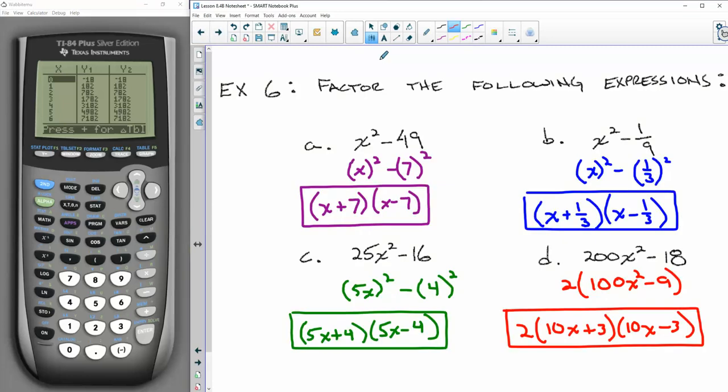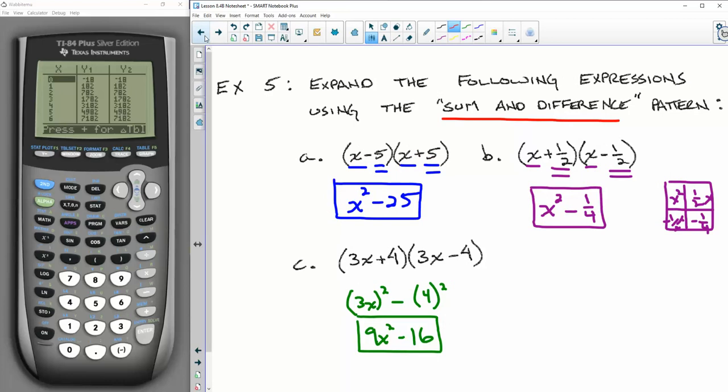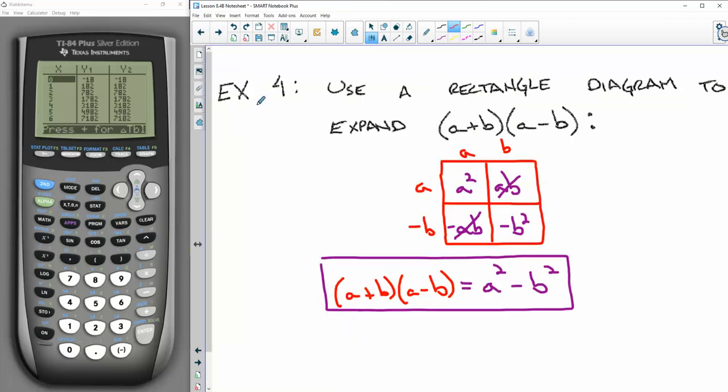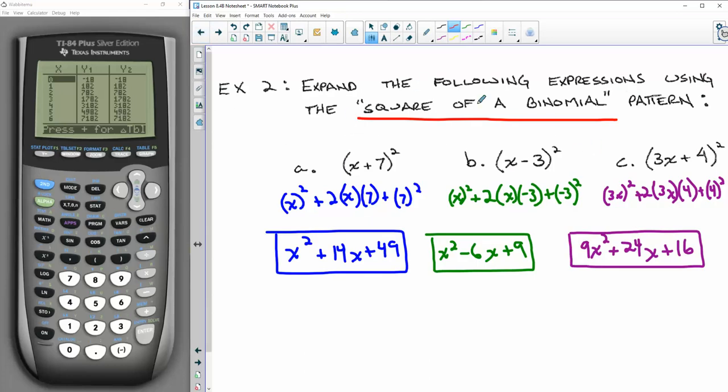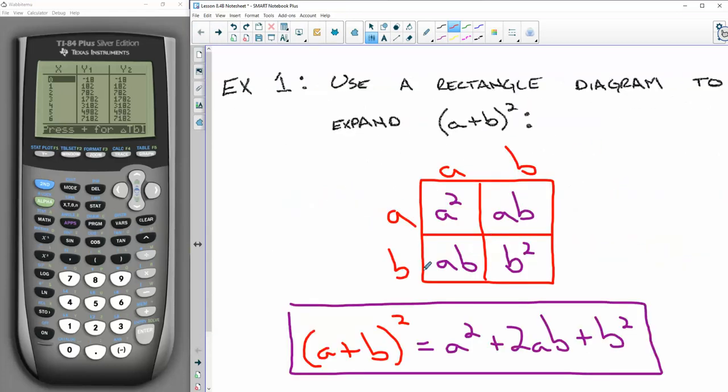All right. So we did the sum and difference pattern. That is a plus b times a minus b is a squared minus b squared. And we talked again about the square of a binomial pattern, which is that a plus b squared is a squared plus 2ab plus b squared. And now you're going to factor and multiply using those patterns, trying to be a shortcut. It's supposed to be fast. All right, I'm done.